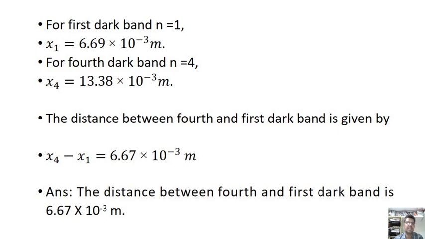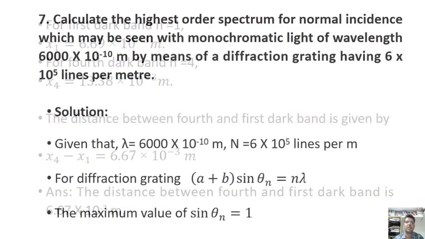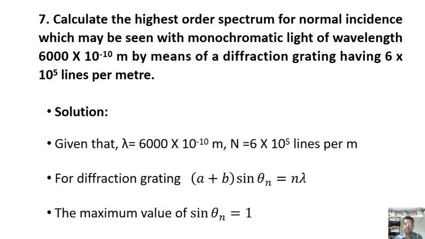by the difference x4 minus x1, which is equal to 6.67 × 10⁻³ meter. So the distance between the fourth and first dark band is 6.67 × 10⁻³ meters. Knowing this, next we come to another problem.